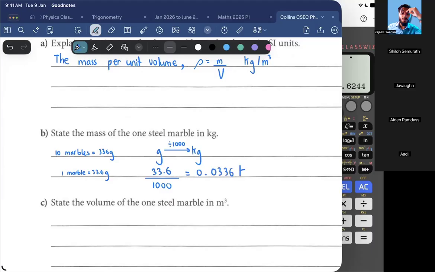Are they getting that or not? Yes. Right, so Adil, be honest with me. You understand what's happening so far or not? Adil? Yes, sir. You sure you understand what's happening so far or not? Yes, sir. Alright. Javon, read part C for me now.